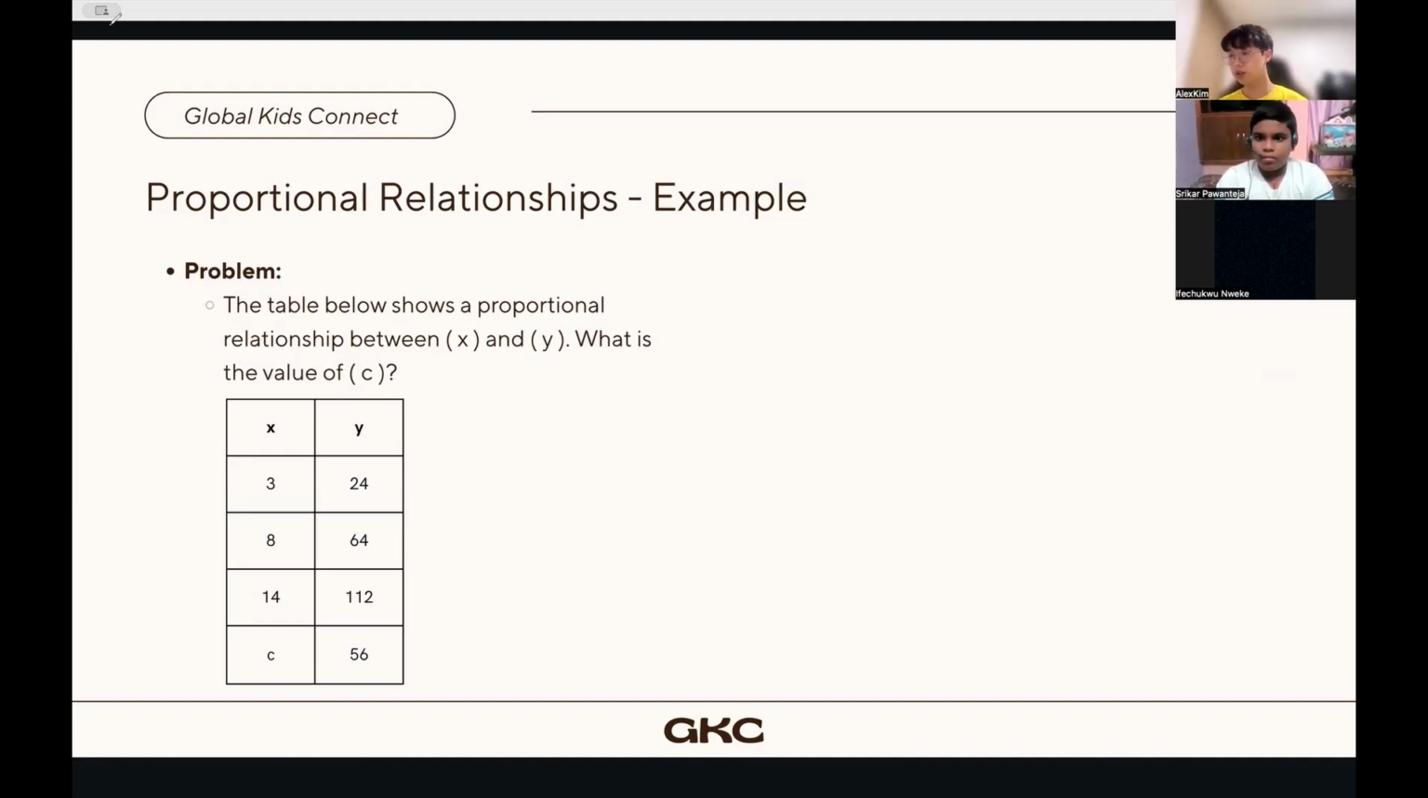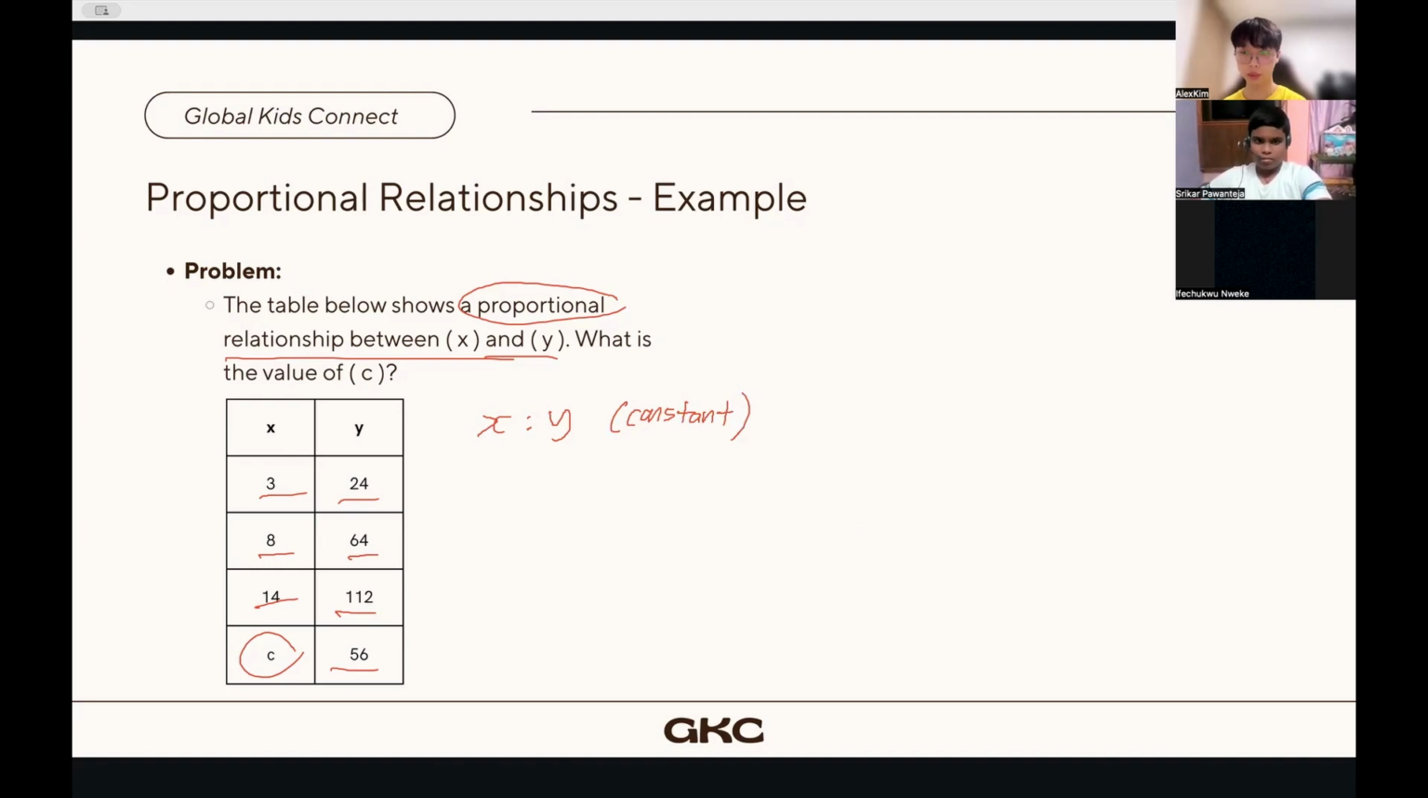The problem states: the table below shows a proportional relationship between x and y. What is the value of c? We can see there's a table with x on the left and y values on the right, and we're given numerical values except for one, where we are given a variable c of unknown value, so we have to find what c is. The most important fact is that the question says the table shows a proportional relationship between x and y, which means the ratio x to y is always constant.